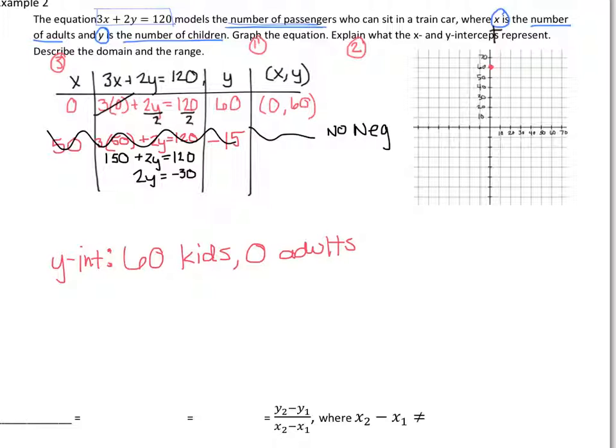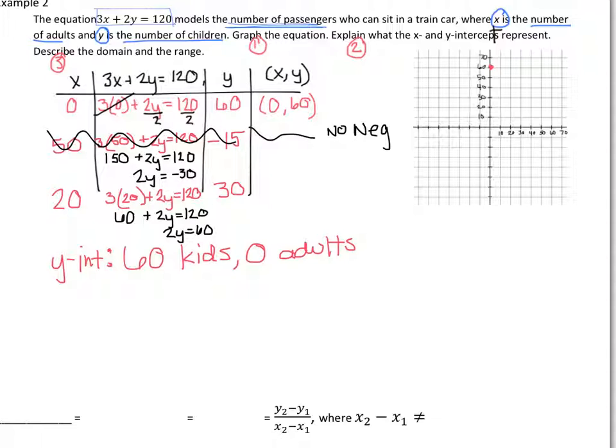Let's go little. That's why I said 20. I don't like 25 because it's not on a line. Okay, so 3 times 20 is 60. So 60 plus 2y equals 120. What's 2y going to equal? 60. Then you divide by 2, and it would be 30. So y equals 30.